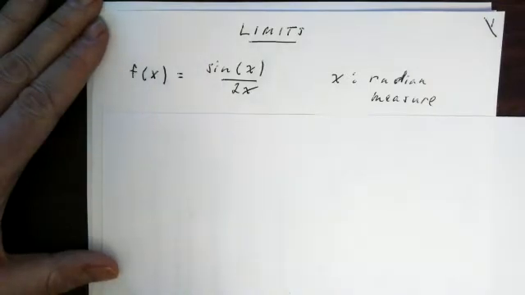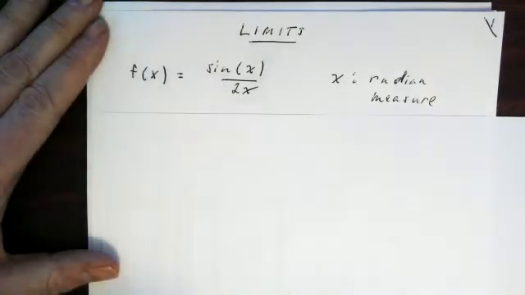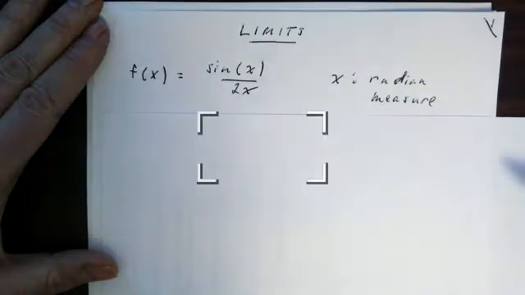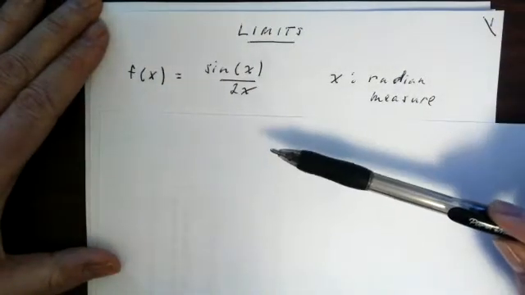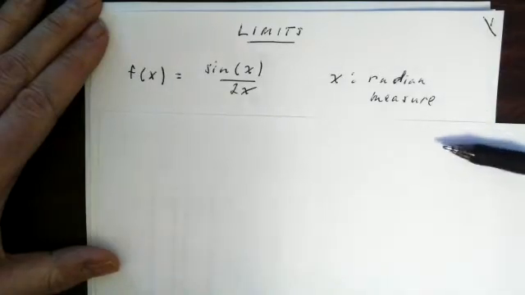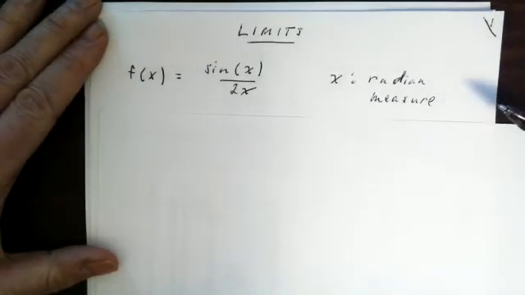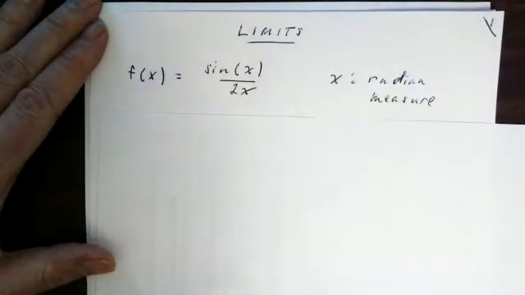So we're going to motivate this by taking a look at a simple example. f(x) is the sine of x divided by 2x, and we're going to assume that x is in radian measure. In everything we do in calculus, angles are always measured in radians. There will be a time several weeks down the road when I give you a clear explanation as to why that is. So, sine of x divided by 2x.